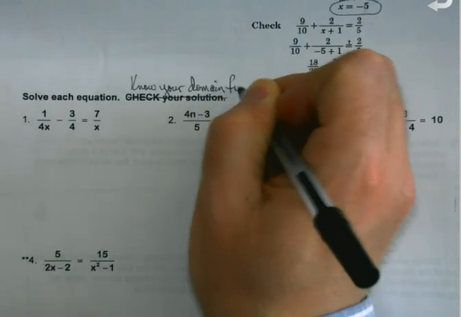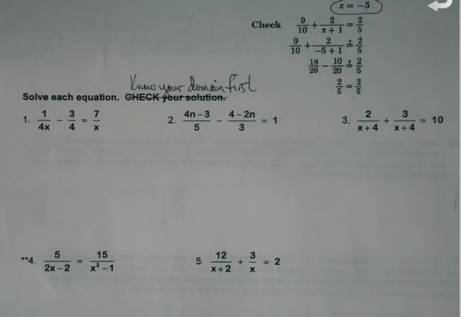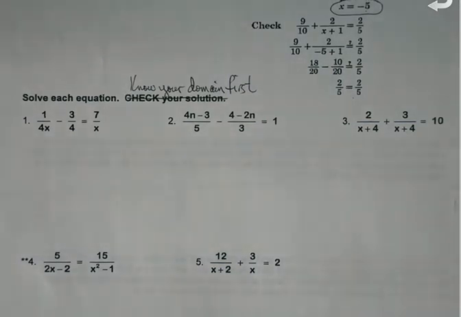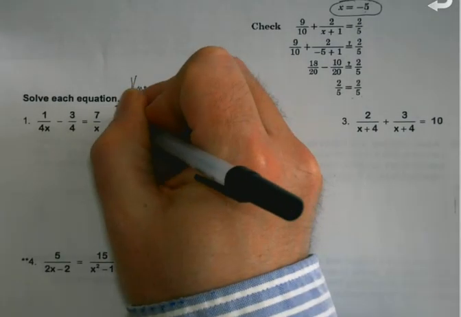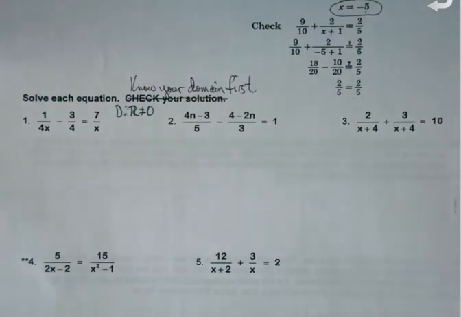I'm going to change this slightly. I'm going to say know your domain first. Because that way, you know what values are going to cause you trouble before you ever start, instead of having to do all that extra stuff at the end. So I look at number 1, and I say, okay, what values could cause me trouble? 0. Okay, so my domain is all reals not equal to 0. So as long as I don't get 0 for an answer, I'm good.